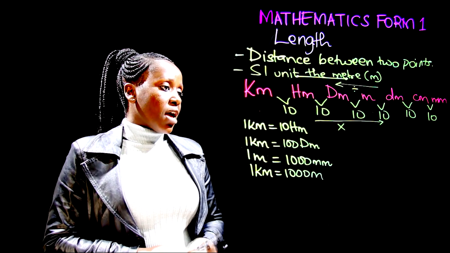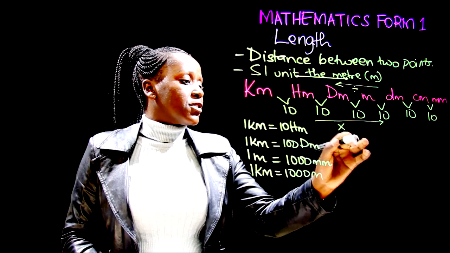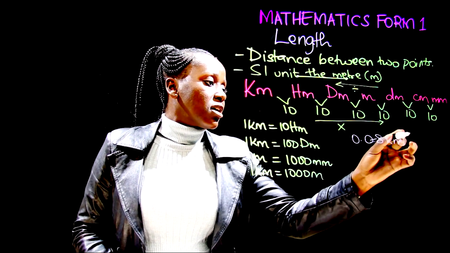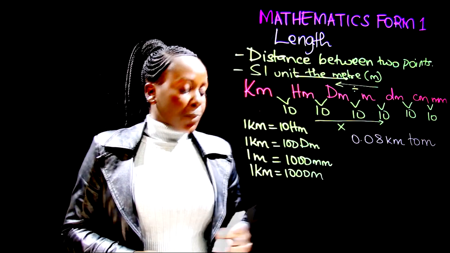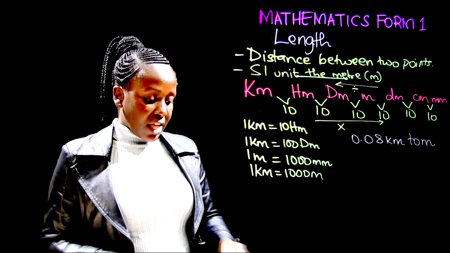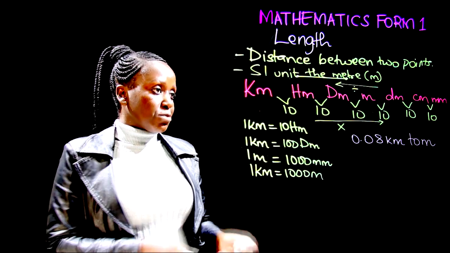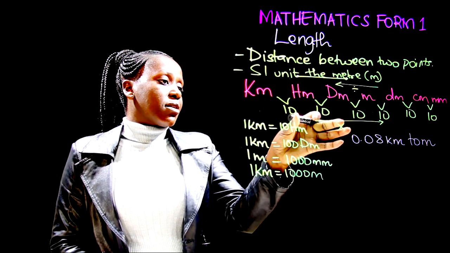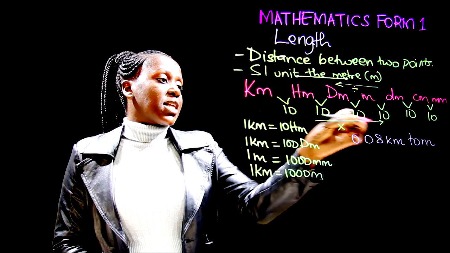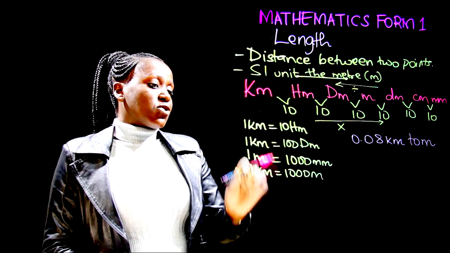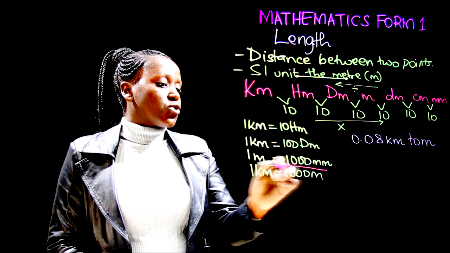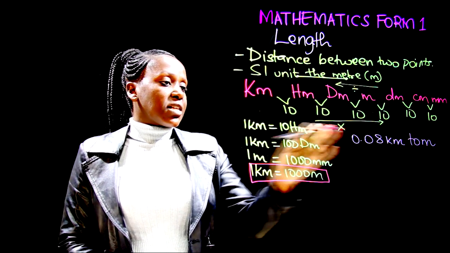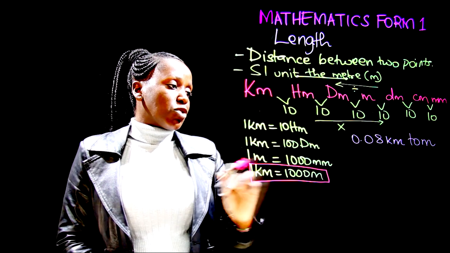To begin with, I want us to convert 0.08 kilometers to meters. So we have said that for you to convert from kilometers to meters, you just check. We have 1, 2, 3. 10 times 10 times 10 is 1,000, meaning that 1 kilometer is equal to 1,000 meters. So converting from kilometers to meters, we multiply.